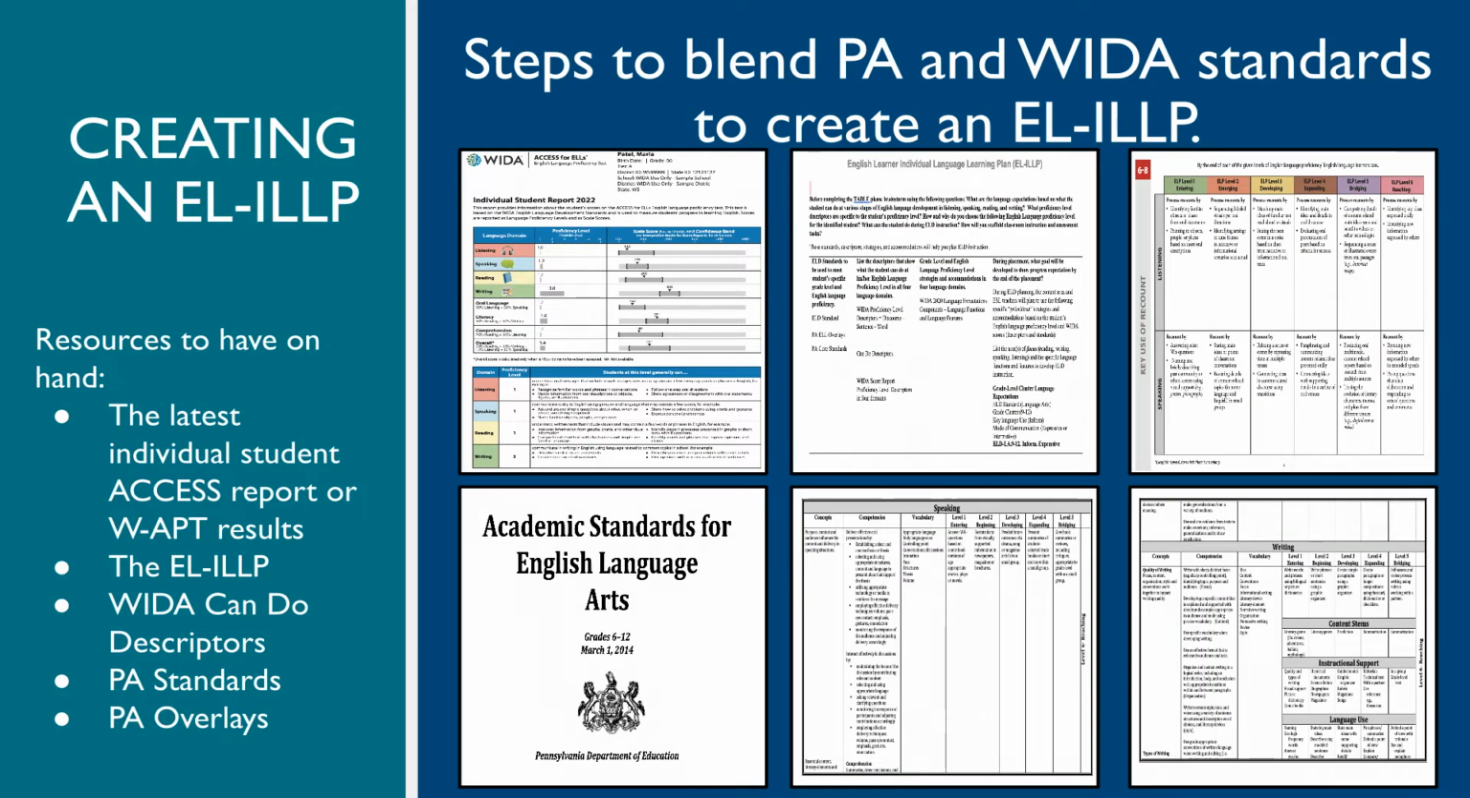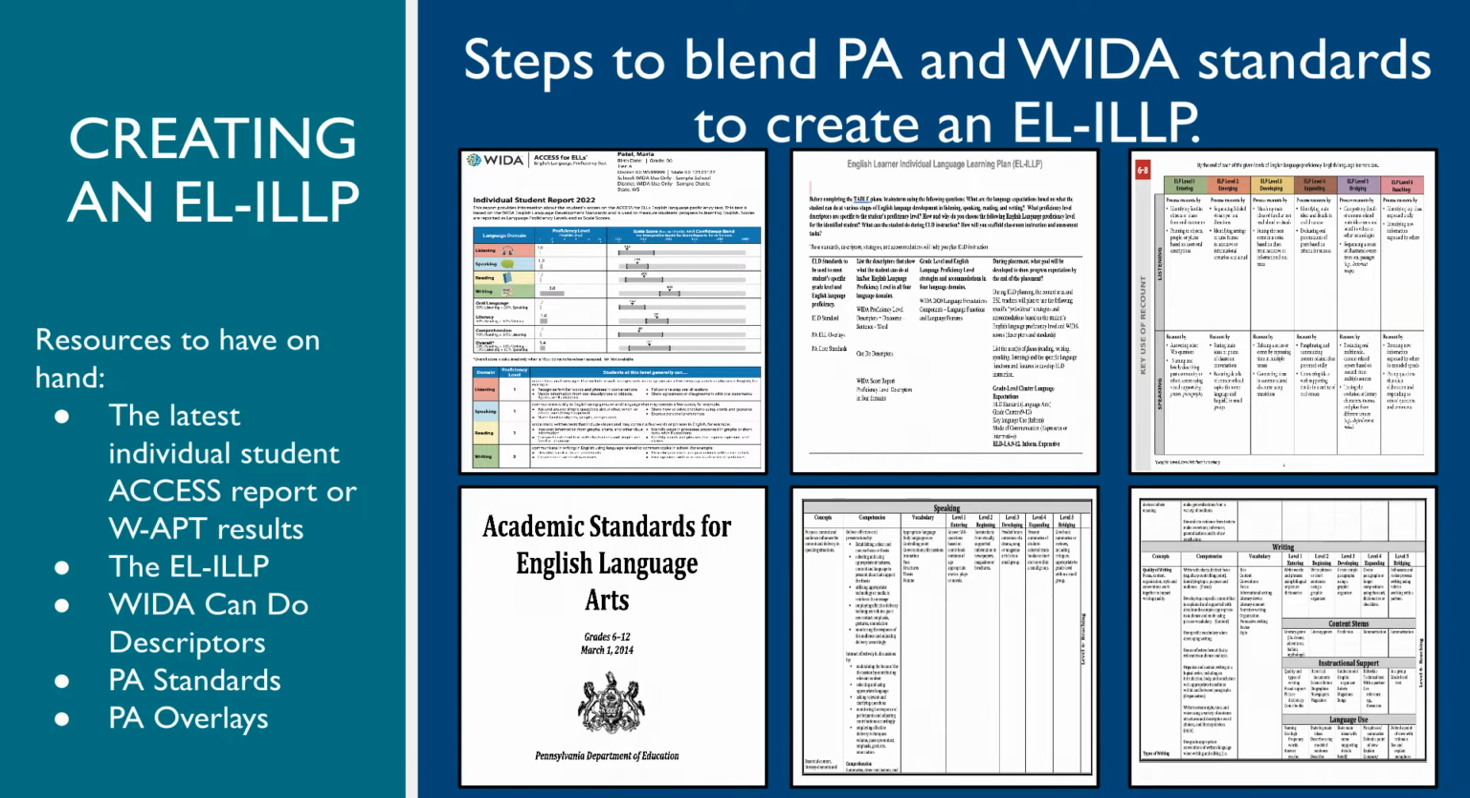This slide addresses question number 3. What are the steps to create a learning plan through the blending of Pennsylvania and WIDA standards? The following documents are necessary for planning the individual learning plan. Let's gather the materials that will help create this plan. Keep in mind that the English Learner Individual Language Learning Plan will be a blend of Pennsylvania and WIDA standards, which will include Pennsylvania overlays, Pennsylvania Common Core standards, and WIDA 2020 standards, Can-Do Descriptors, and proficiency levels.